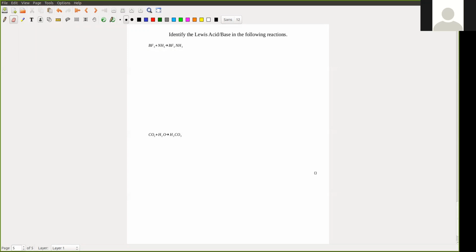So when you're looking to identify which one is the Lewis acid and which one's the Lewis base, I find the best way is to simply draw the Lewis structures. So for boron trifluoride, we would have this as our Lewis structure, trigonal planar.